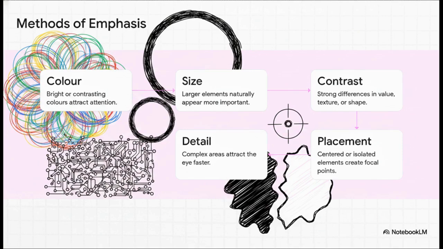Okay, let's dive into this. How do designers actually pull this off in the real world? Well, they rely on a very specific toolkit. There are 5 core methods of creating emphasis: color, size, contrast, placement, and detail. Think of each one like a totally different type of visual magnet. And as you'll see, the absolute best designers out there don't just pick one and call it a day. They deliberately layer these techniques together for maximum effect.